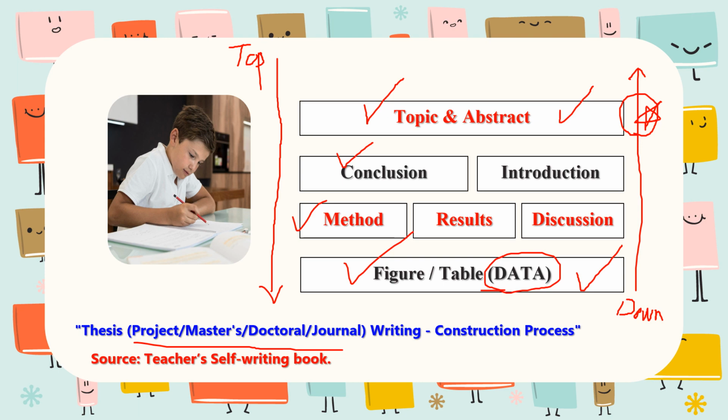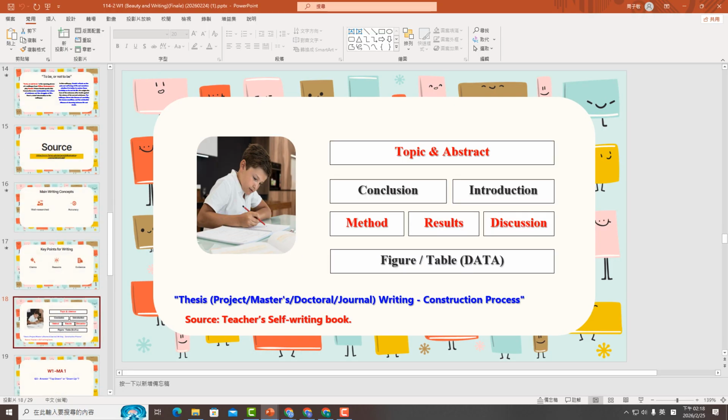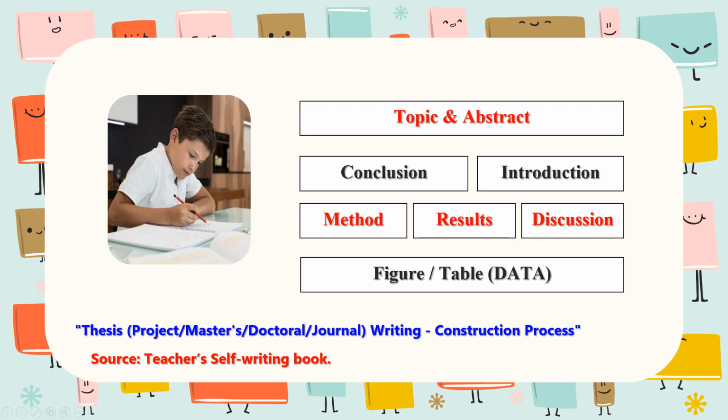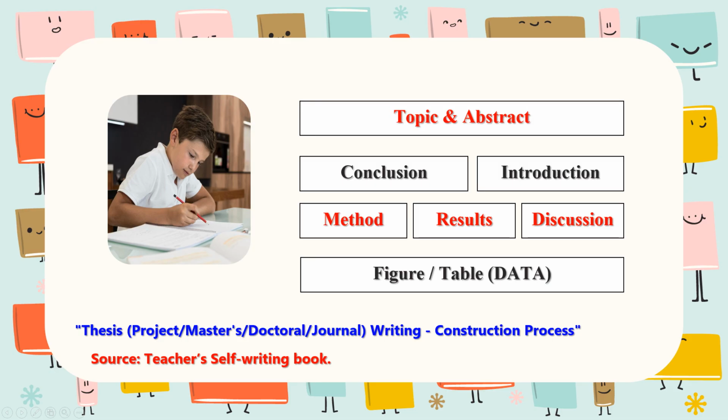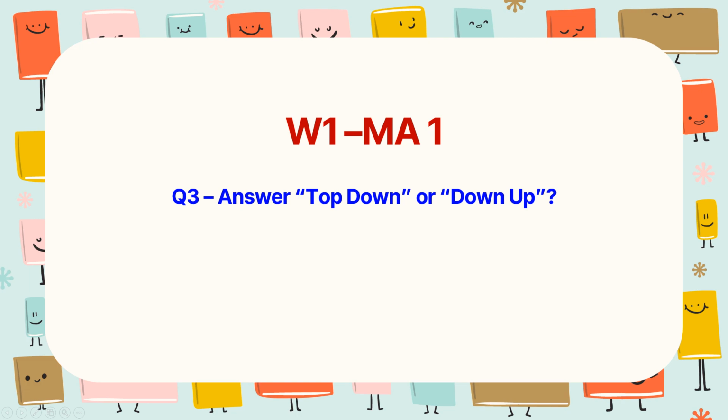Okay, let's erase it, the pen writing. So number 3, you got the answer. One is top down, one is down up. Let me remind you again, top is right here, down is right here. This is a multiple choice. This one is all I want. Only 2 answers.